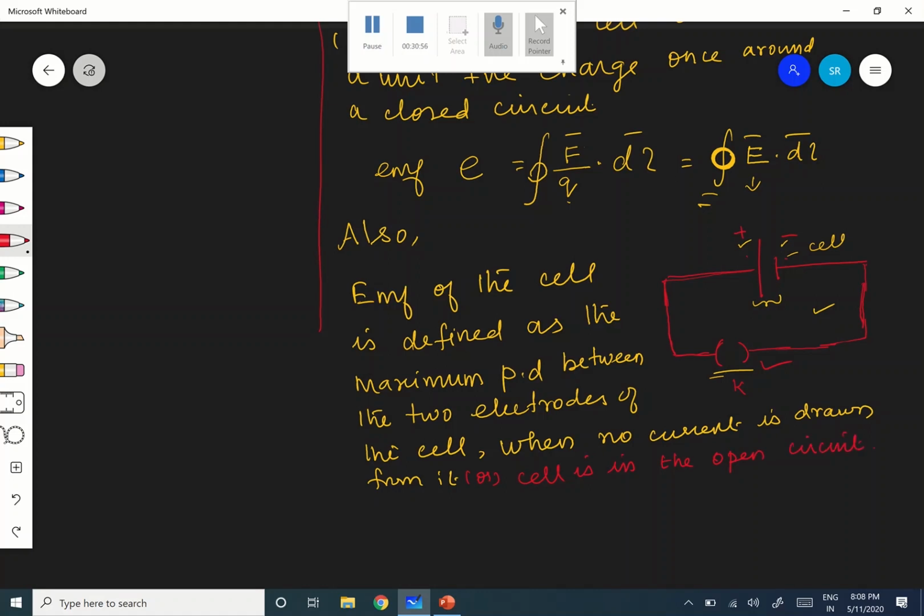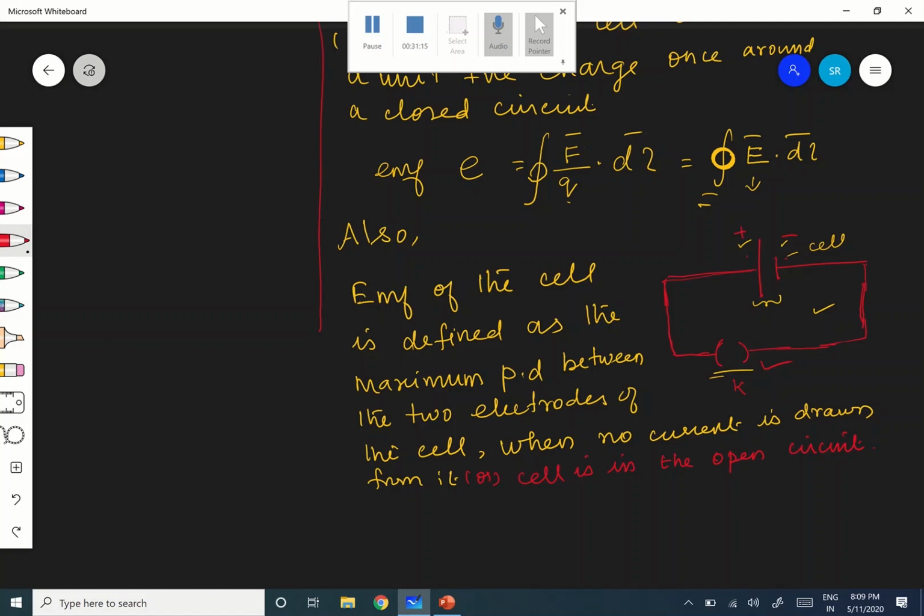The cell is in the open circuit. Okay, at that time, what does open circuit mean? No current is drawn from the cell. At that time, what is the potential difference between the electrodes of the cell? That is what is called the EMF of the cell. Okay, hope you are following, children.